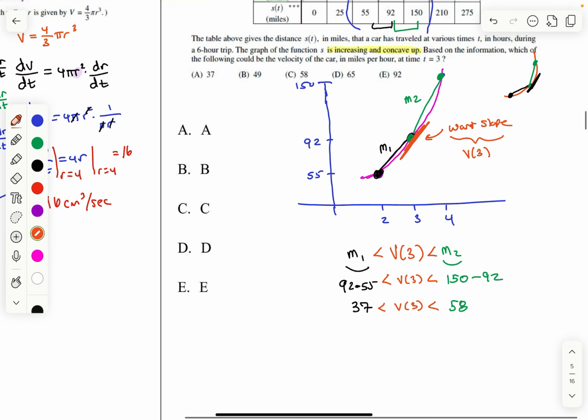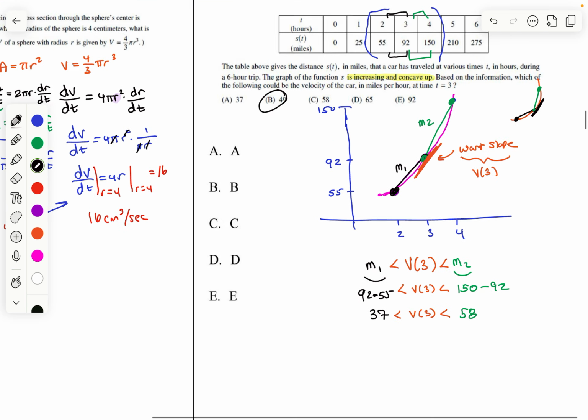And the only option there is B. So the concavity is kind of key, because it can't be, you notice C is 58 and A is 37. It can't be those, right? We have a strict inequality here. So the answer choice B is the only logical one.